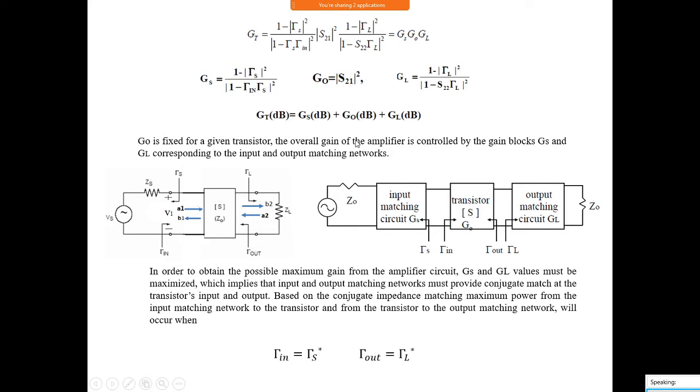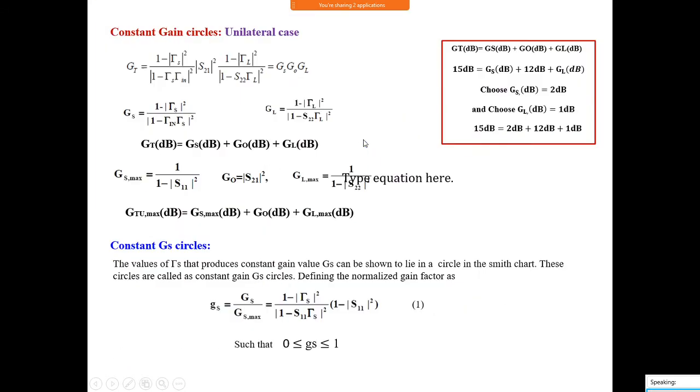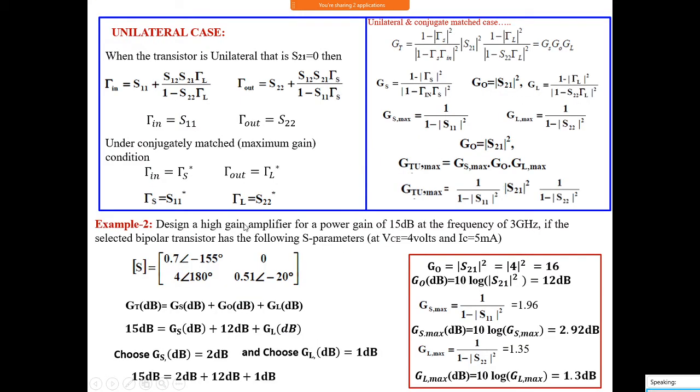In the previous class, we saw how to choose the values for a given problem. For example, we took this problem: design a high gain amplifier for a power gain of 15 dB. The transistor mentioned is a bipolar transistor with this S matrix. From this S matrix we can see it is a unilateral device, because S12 is equal to 0. S12 equal to 0 means it does not allow signal from port 2 to port 1.